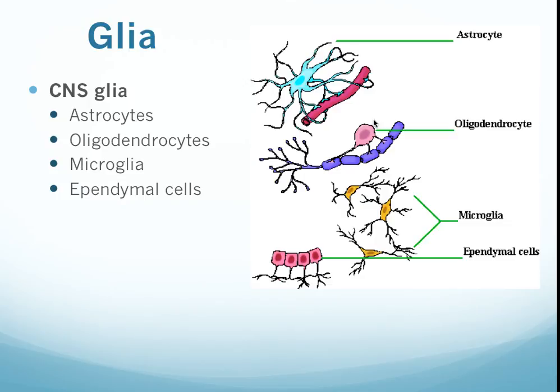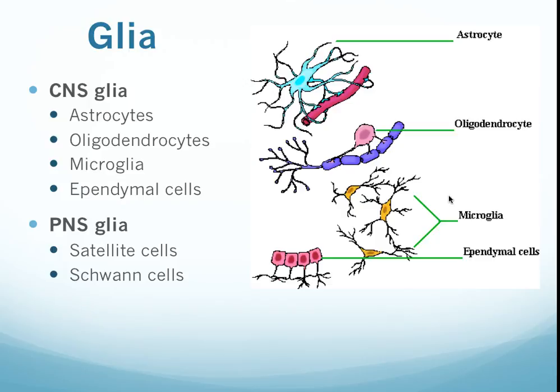Then we have our microglia, okay? Also look a little bit different. They're different in size too, so that's something we'll talk about. And ependymal cells, okay, which also have a very unique function relative to the other three, okay? Now in the peripheral nervous system, the glia that we're interested in and the types that we deal with are called satellite cells and Schwann cells, okay?